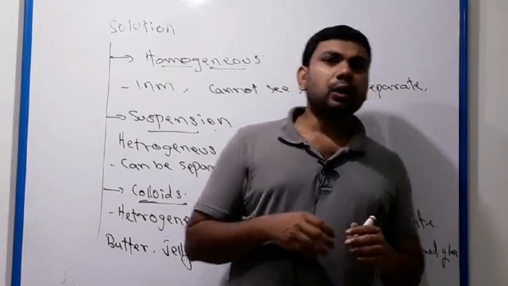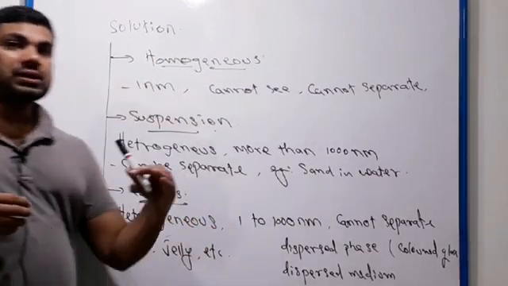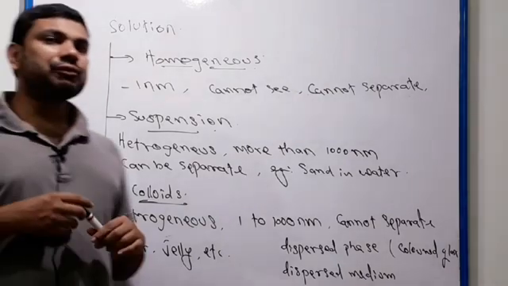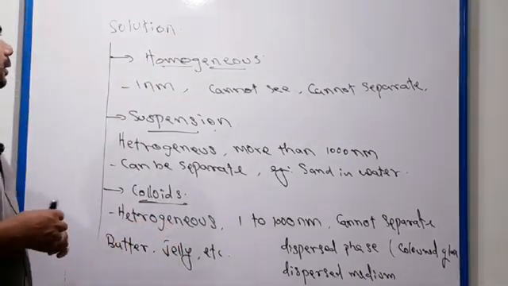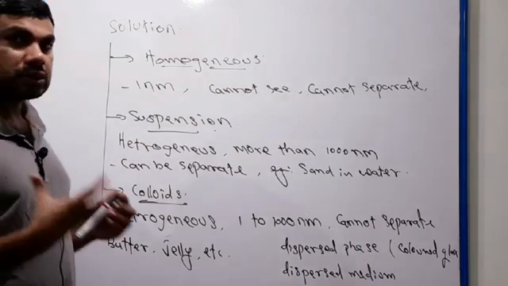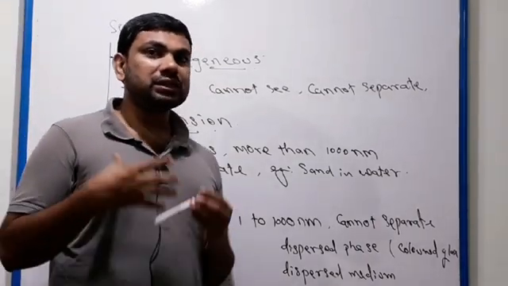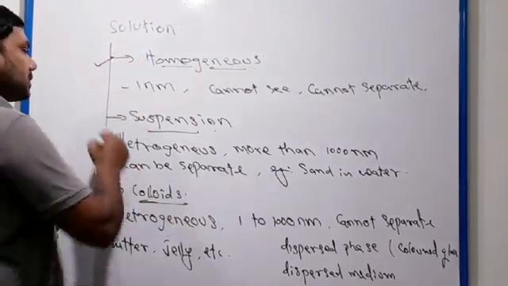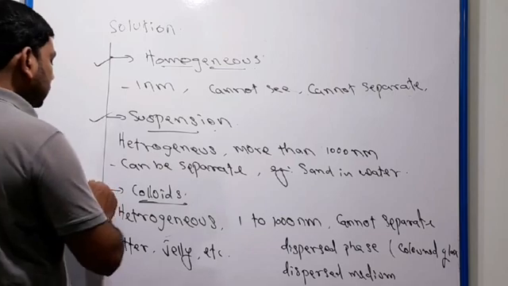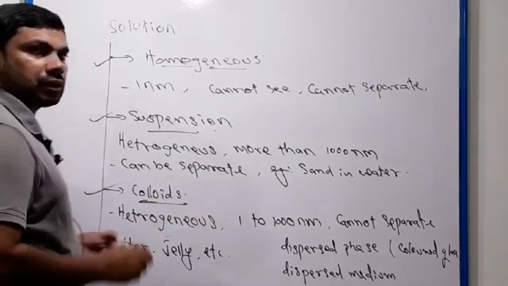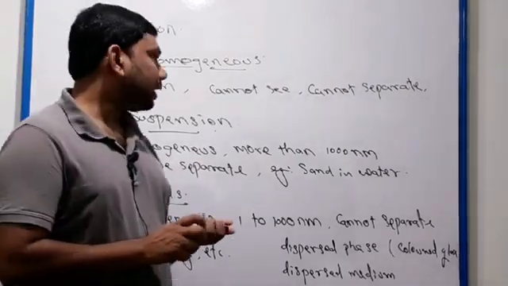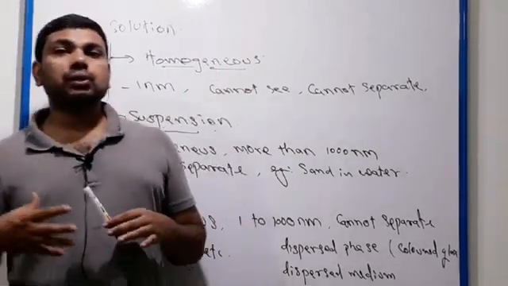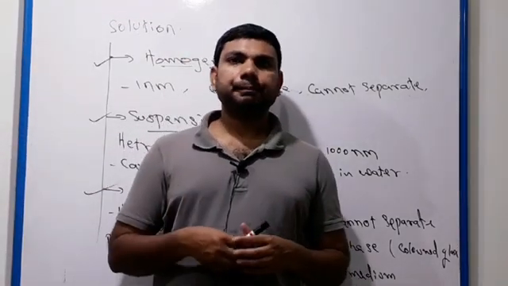See here, all three are solutions, and we can classify them. The first one is a clear solution, the second one is a suspension, and the third one is a colloid. One is a solution, another is a suspension, and then there is the colloid. We know pure solution.